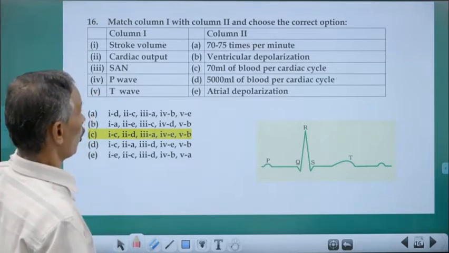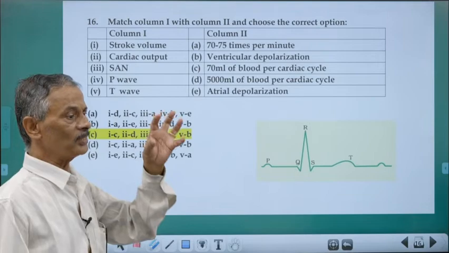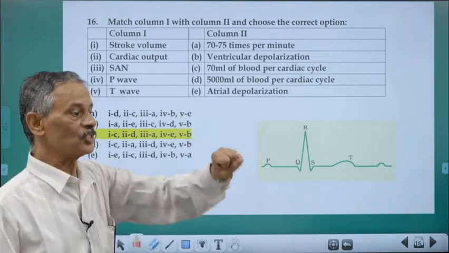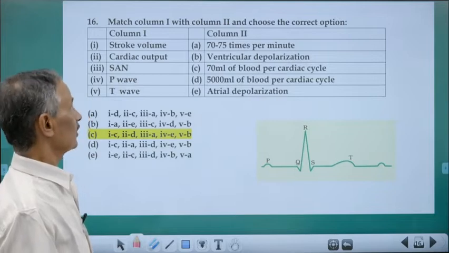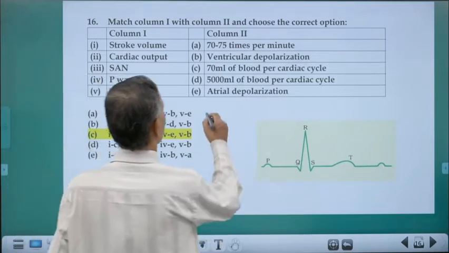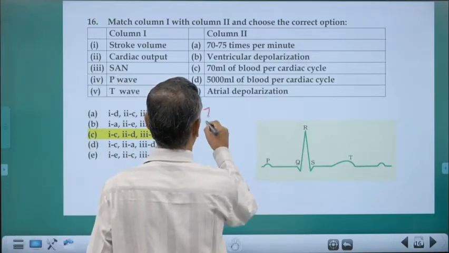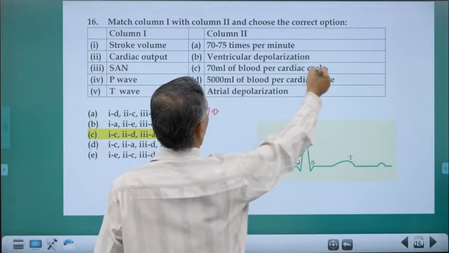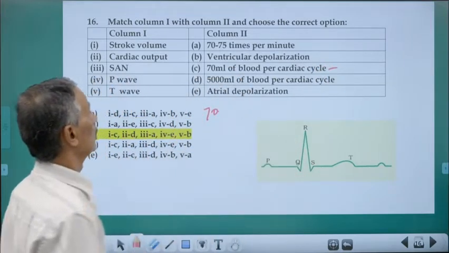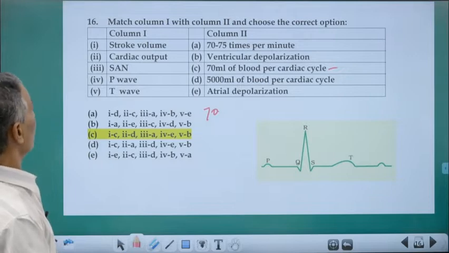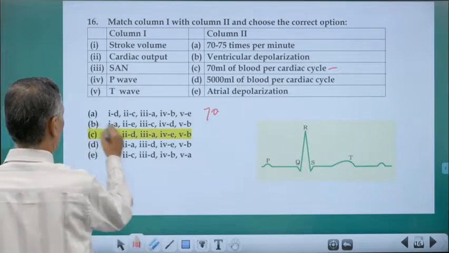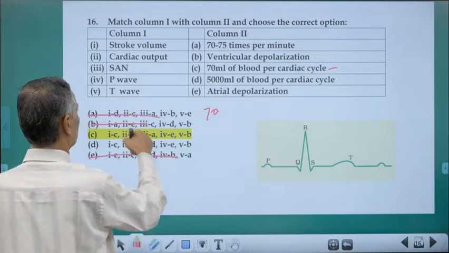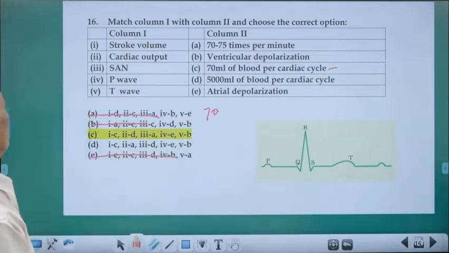What is stroke volume? The amount of blood that is pumped during one stroke, during one contraction. That's called stroke volume. That's about 70 ml during one cardiac cycle. So one should be C. So we eliminated all others immediately. So the tie is between C and D.